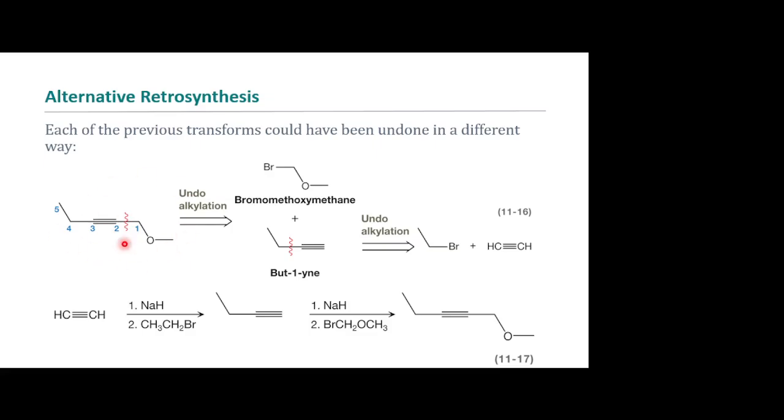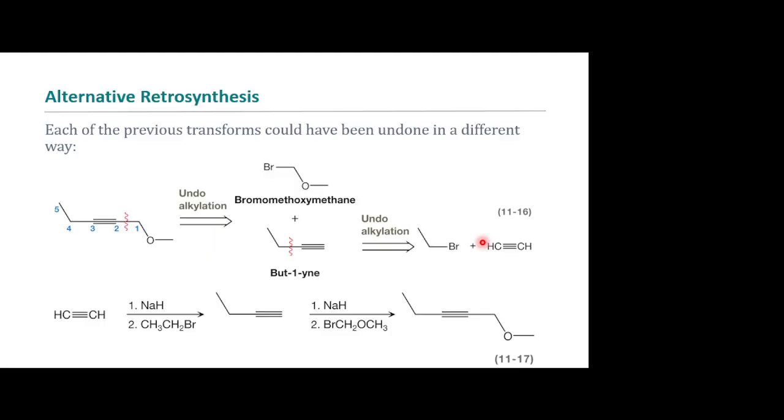And so we have the undo alkylation. Instead of this side, we could have done this side, right? That would have been but-1-yne right here that we would have gotten. We could then do an undo alkylation again, couldn't we? To cut up this side. Yeah. And that would have given us under 3 carbon products, wouldn't it?